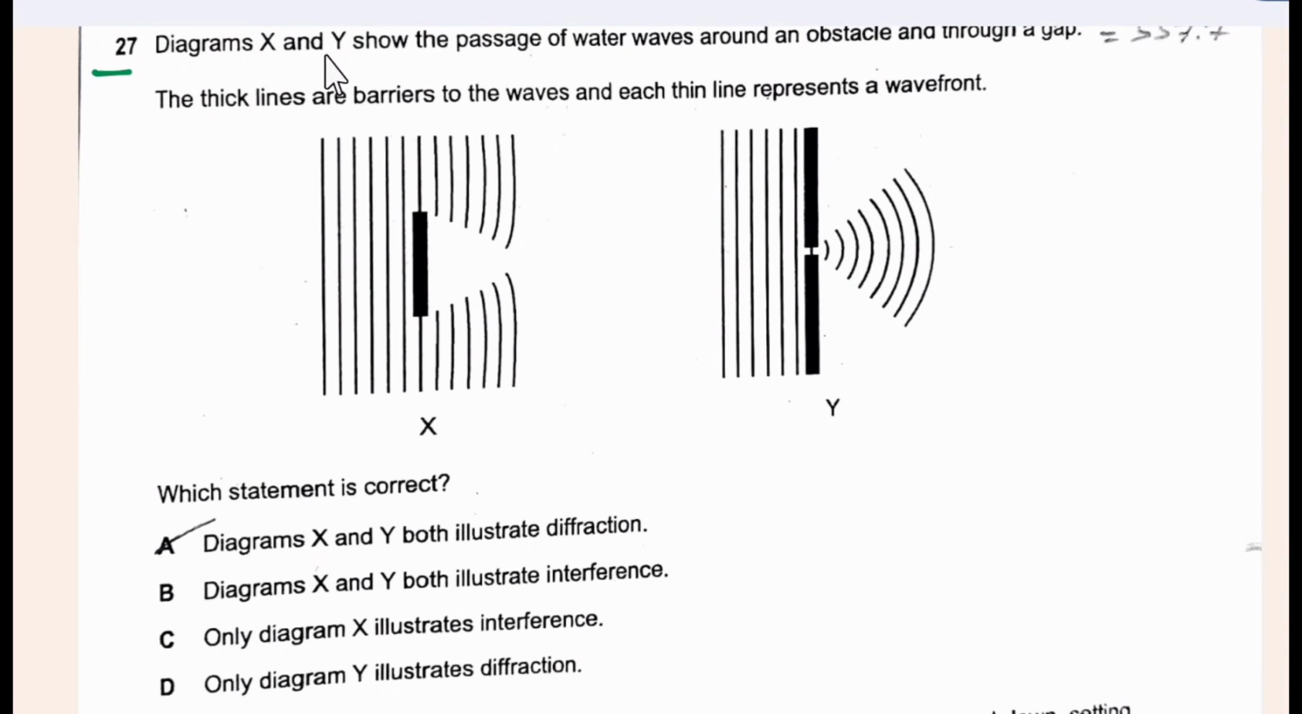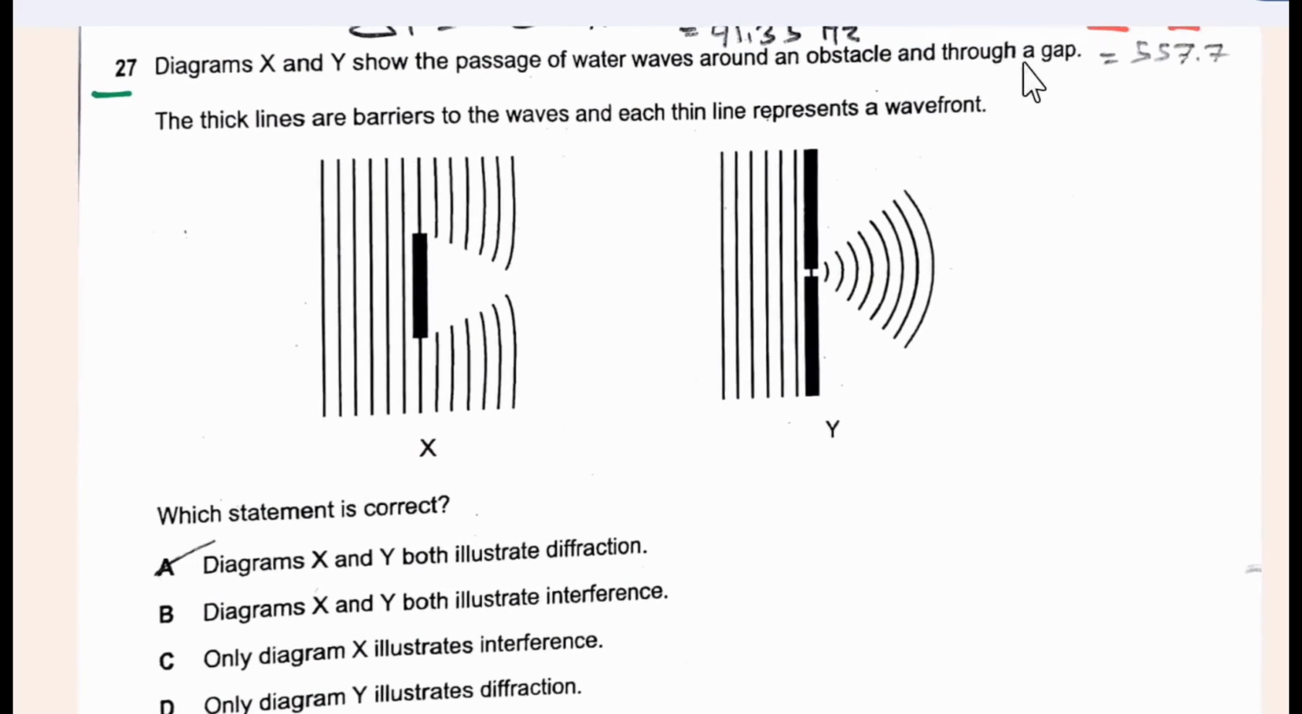27. The diagrams X and Y show the passage of water waves around an obstacle through a gap. The thick lines are the barriers to the wave, and each thin line represents a wavefront. So these are the wavefronts. Which statement is correct?